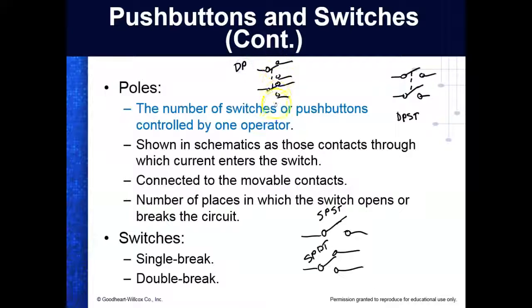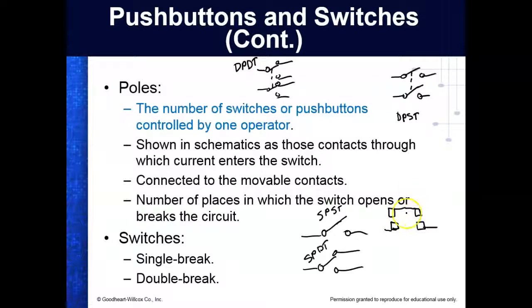And then each pole has two positions. So this would be a double pole, double throw. Double break, single break, double break. Most of the contacts, not all, but most of the contacts on these push buttons are like this. So we'll have a set of things down here, and then if this is a normally open, we would come over here and we'd have another one up here.